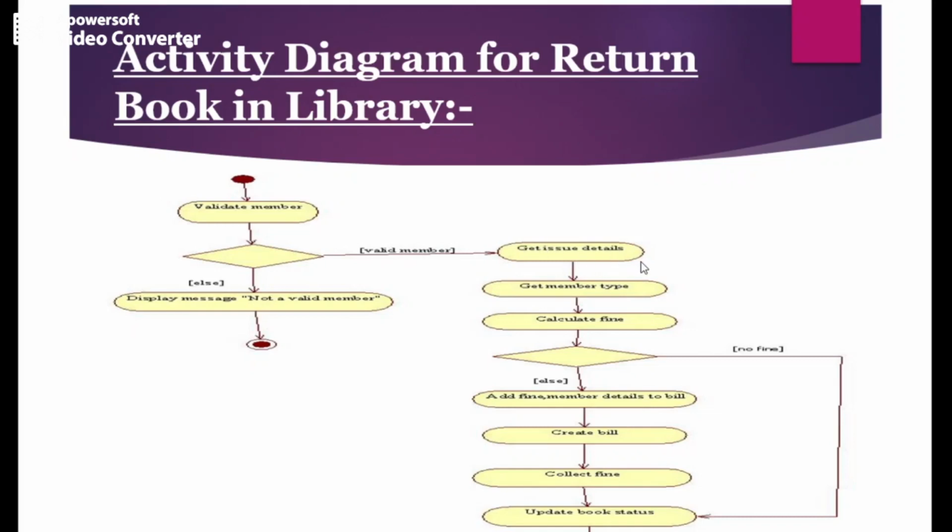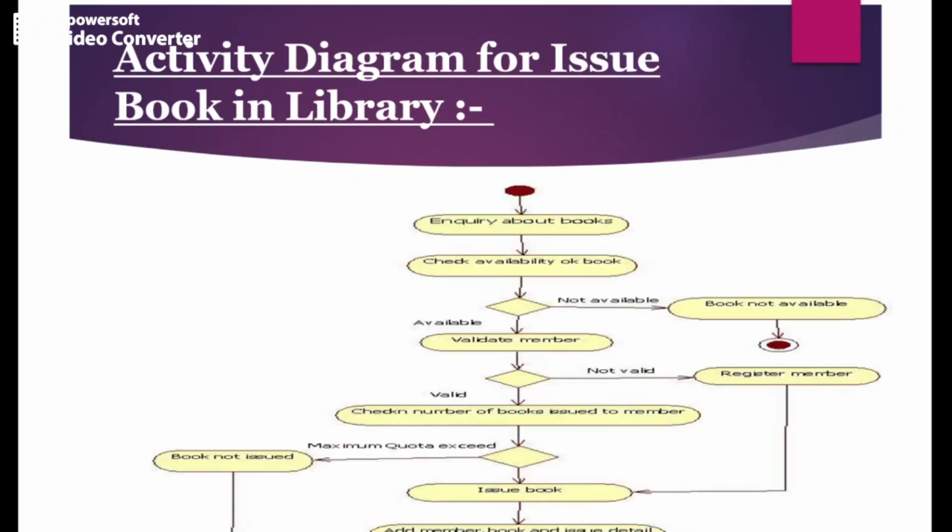First get the details of when the book was issued and when he has to return it. Then get the member type and calculate the fine. If there is a fine, then add the fine and member details to the bill, create the bill and collect that fine. Then update the book status, meaning the book has been returned. Update the number of books issued to the member. Clear? If there is no fine, just update the book status.